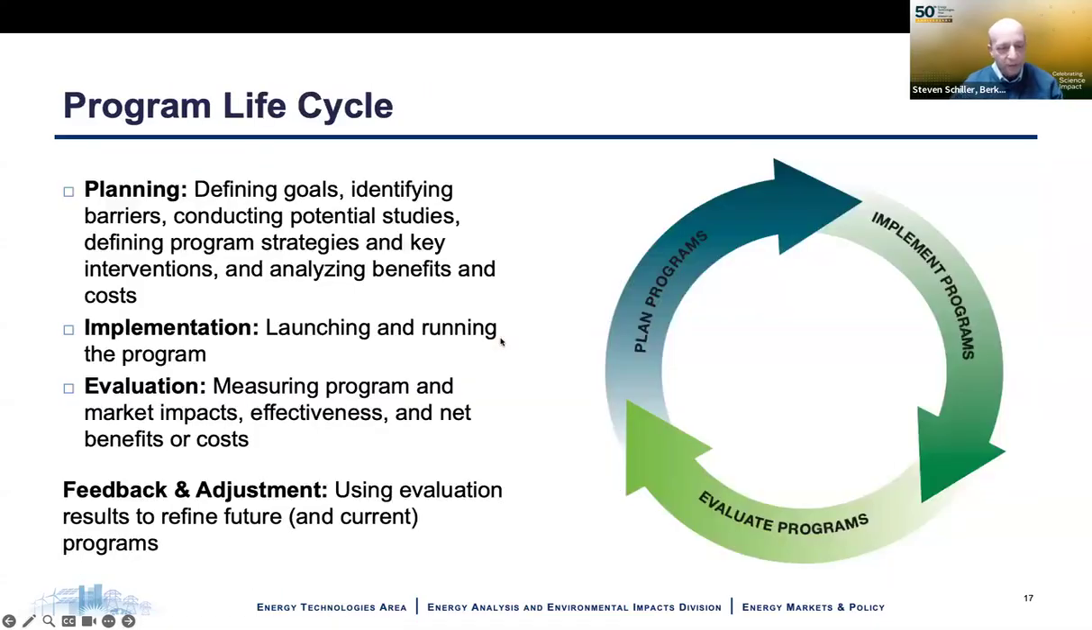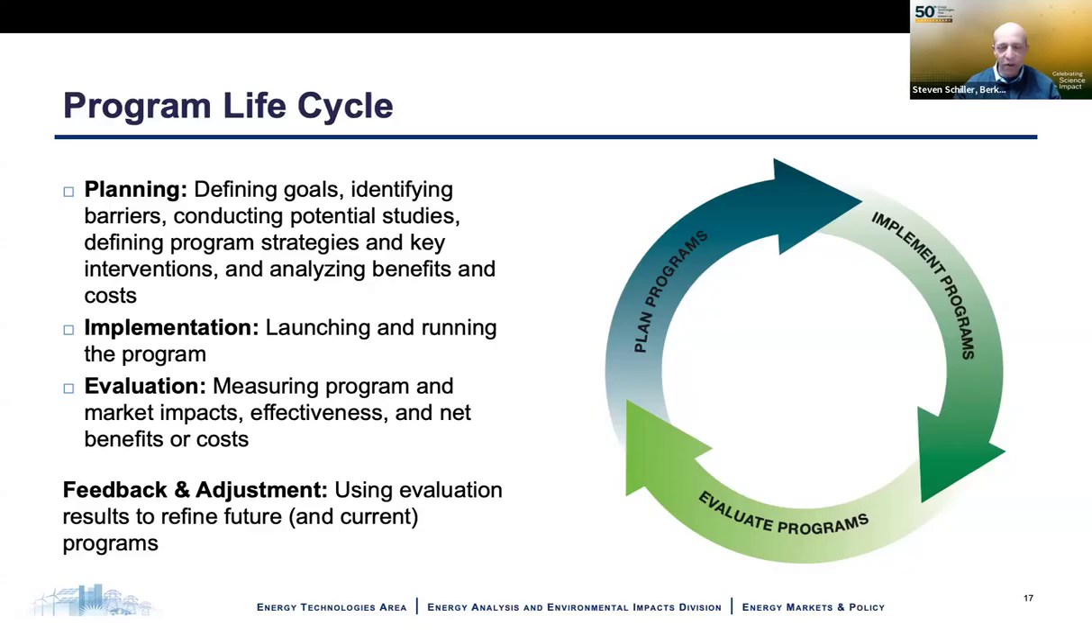So, program lifecycle. I'm going to be talking a little bit about this throughout the session, the presentations I have today. But really what we've got is a continuous process here where you're planning, you're implementing, and you're evaluating.